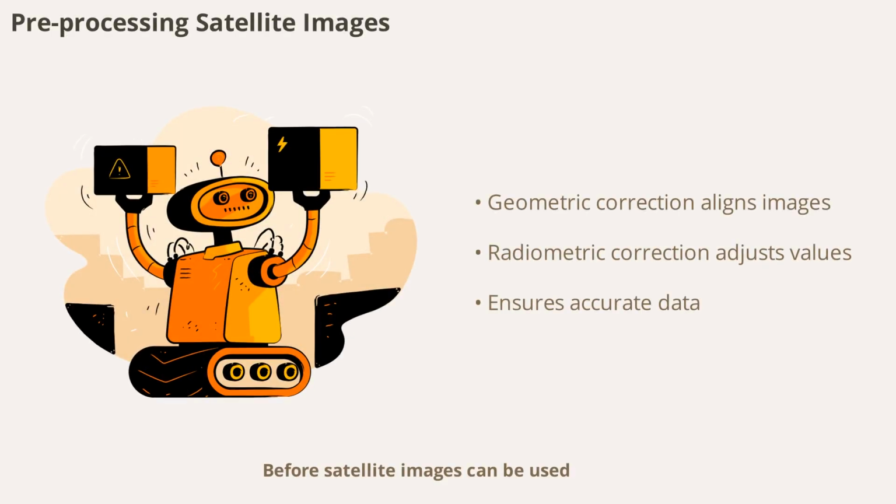Before satellite images can be used, they must be preprocessed to correct for errors and distortions. Geometric correction aligns the image to a map projection, compensating for factors like satellite movement and Earth's curvature. Radiometric correction adjusts for sensor-specific errors and atmospheric conditions. These steps ensure that the data is accurate and ready for analysis.